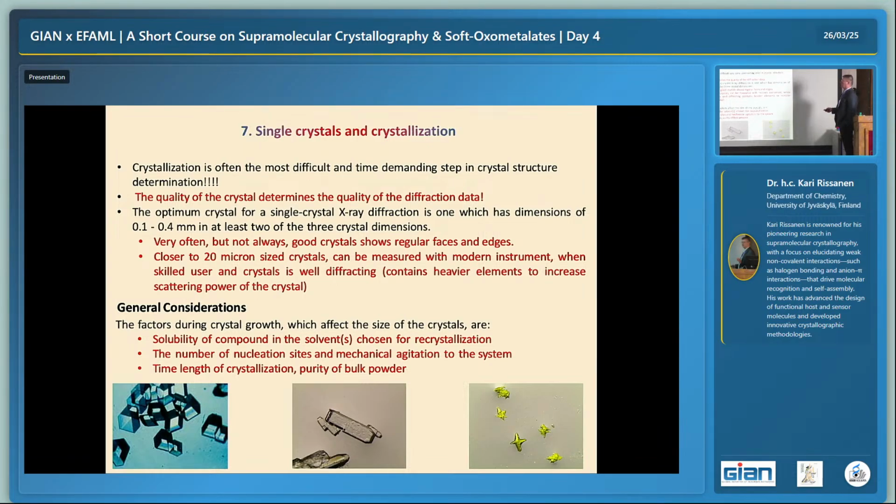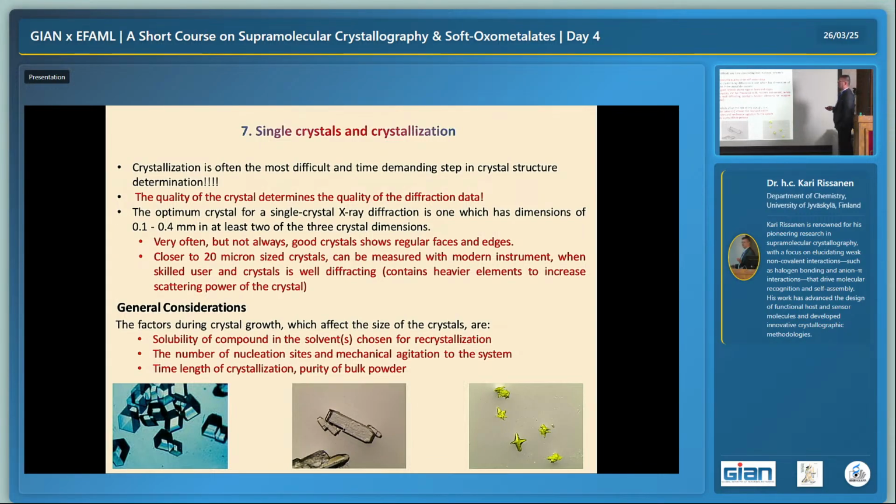And now we can go to, so this actually is a little bit old, we can go to 10 micron relatively easily. 10 micron is 0.01 millimeter. And they are extremely small. And this is for the current instrumentation. The instruments are so powerful that we can study very small crystals.